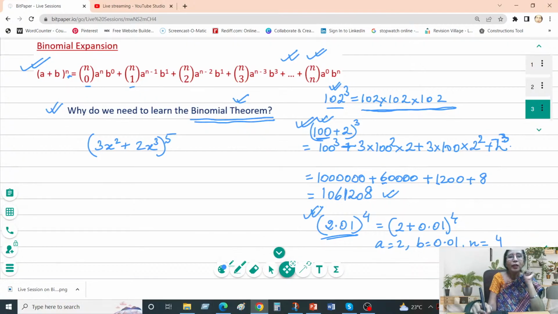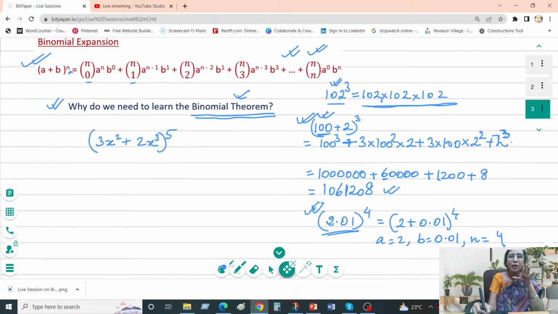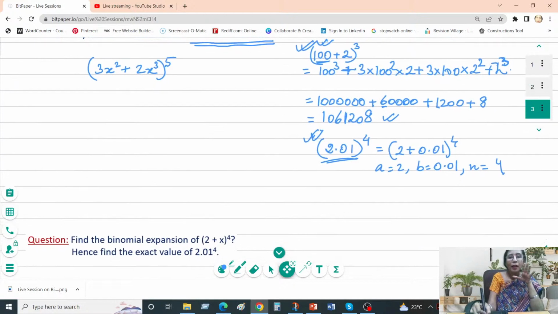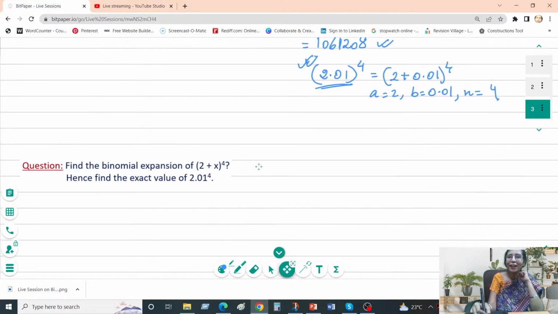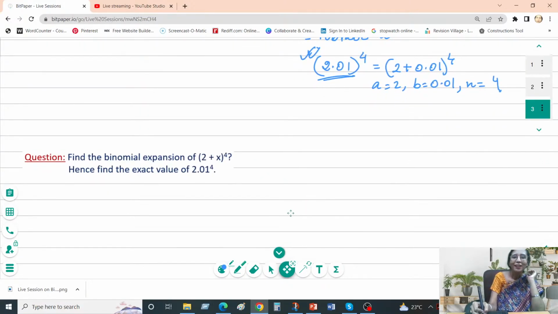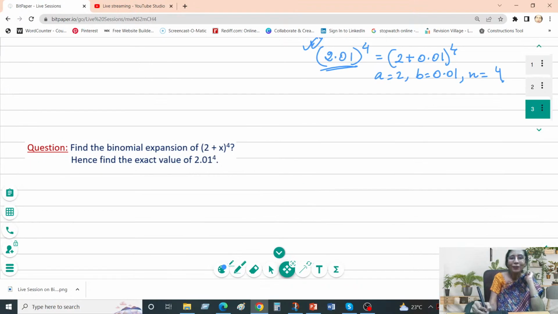So now we know that this is the expansion we have learned. Oh, sorry, I didn't remember that I had taken up this question. So, since I have taken up this question, let us do this. Find the binomial expansion of 2 plus x to the power of 4. And let us start.